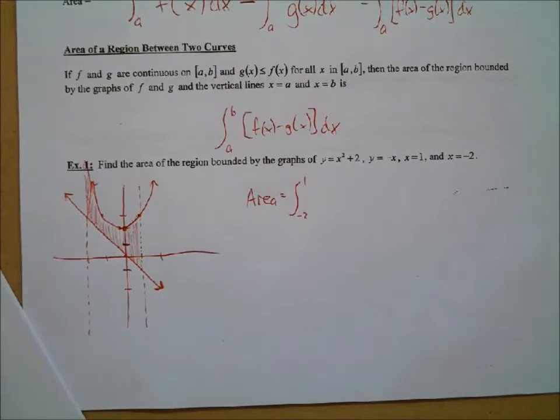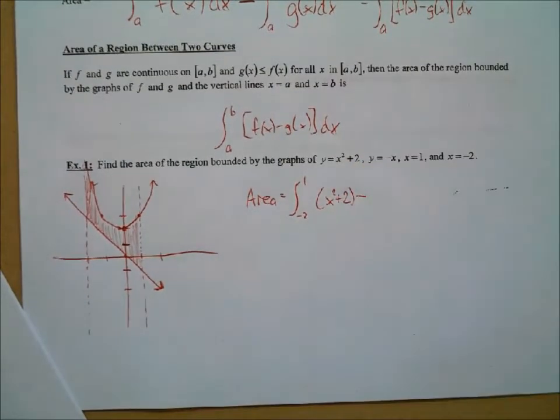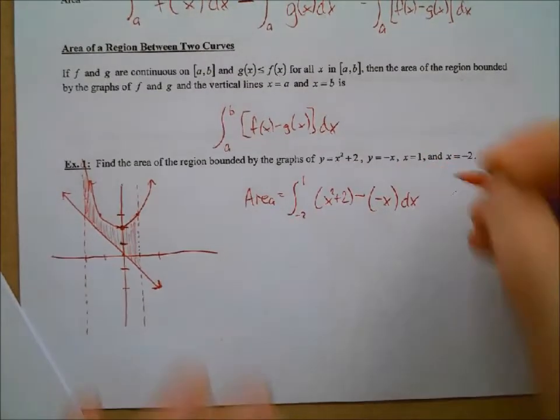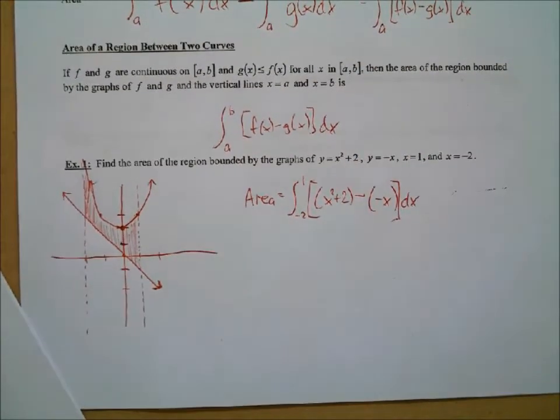Okay. What is our upper or top curve here? The x squared plus 2. Minus, what's our lower curve? Negative x. Okay, and so there's our setup. There's our area. All right. And so then we'll go through this one here.